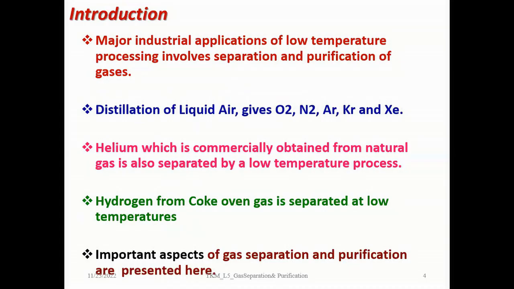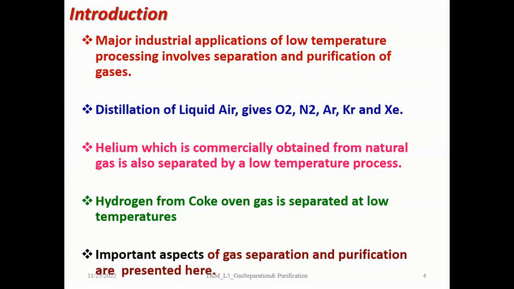Major industrial applications of low temperature processing involve separation and purification of gases. Now, air, for example, if you distill, you will be able to get various components. The components which you normally get are oxygen, nitrogen, argon, krypton, xenon, etc. Carbon dioxide and water vapor also are present, and water vapor will condense and become liquid water droplets. They need to be separated right at the beginning.